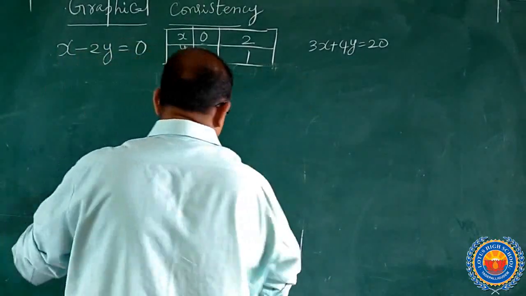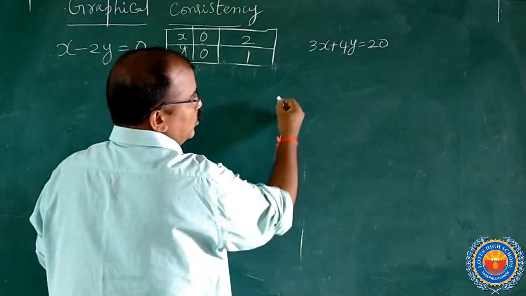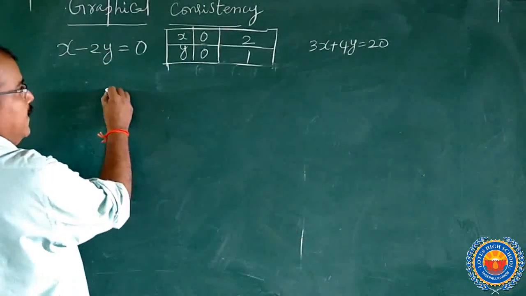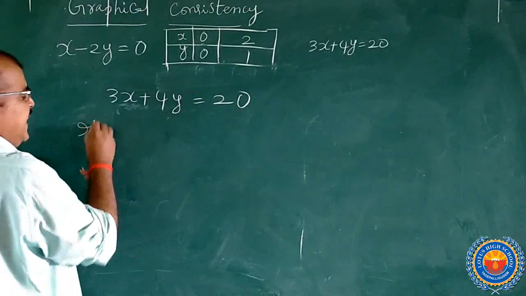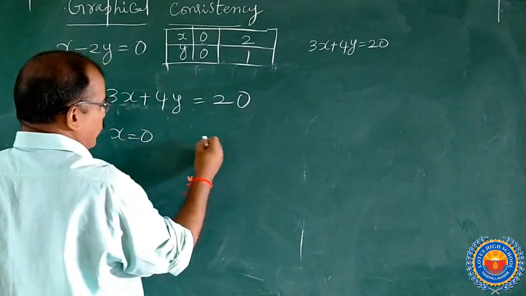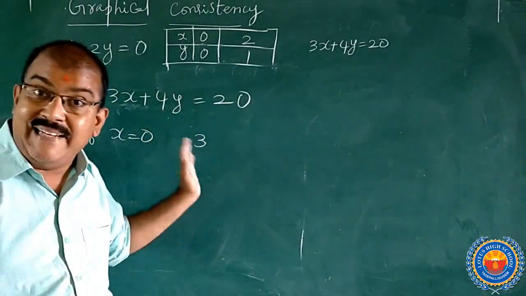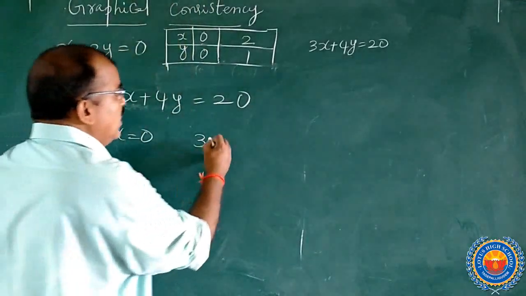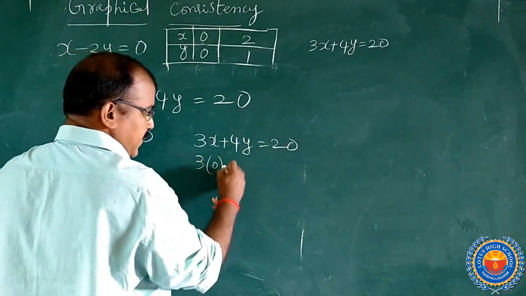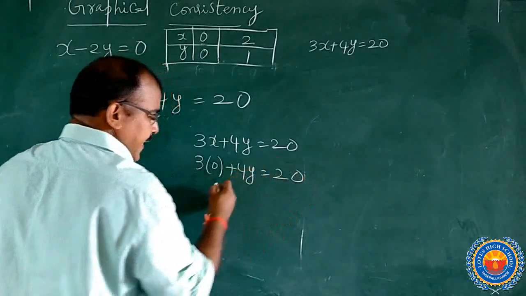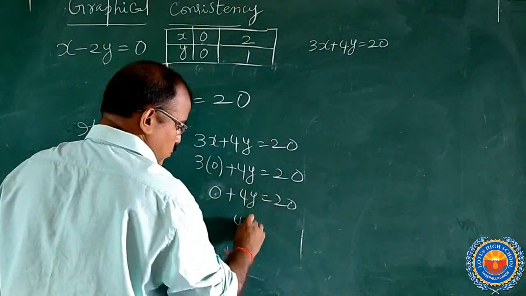Now we'll go for the second equation. What is the second equation? 3x plus 4y is equal to 20. If x is equal to 0, y is equal to what? We can write y in terms of x, but without that, I am directly substituting the x value. So 3x plus 4y is equal to 20: 3 into 0 plus 4y is equal to 20. 3 into 0 is 0, so 4y is equal to 20.